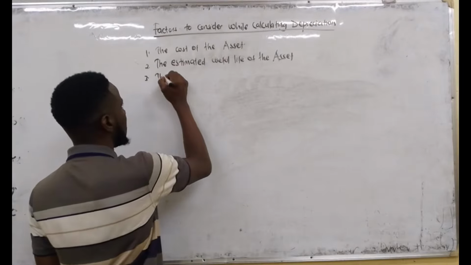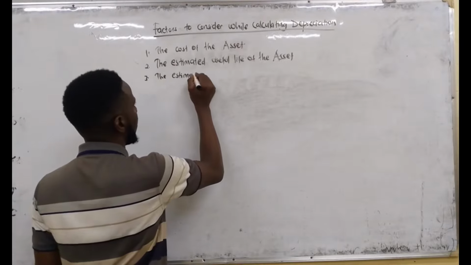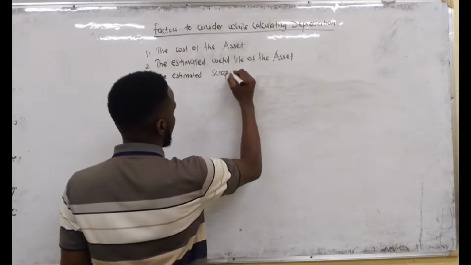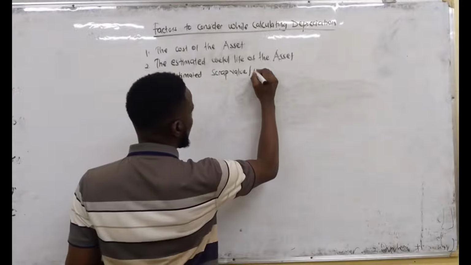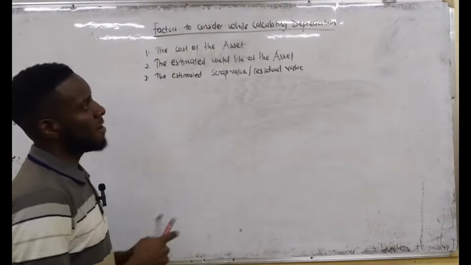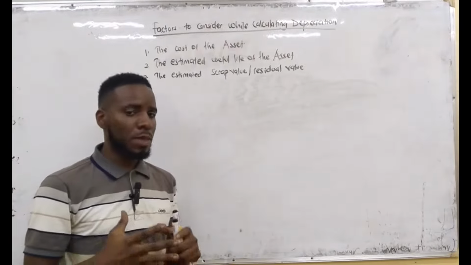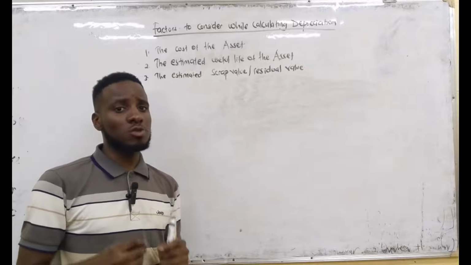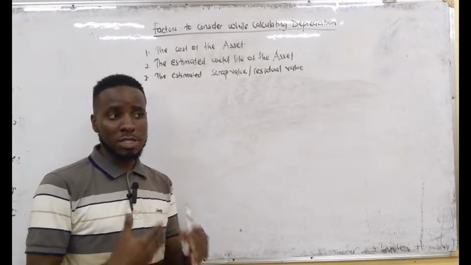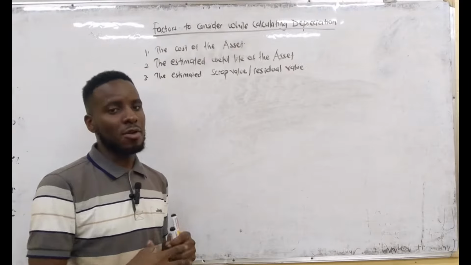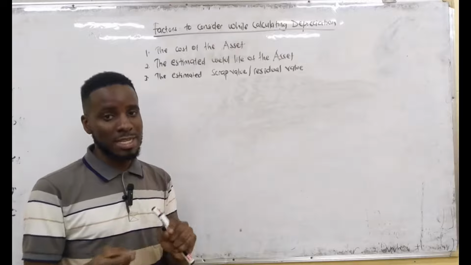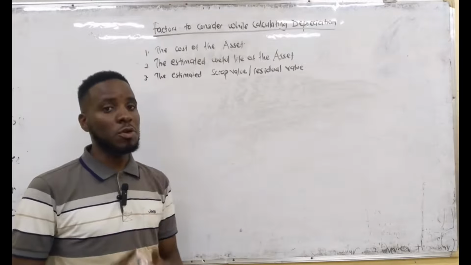So three, we also have the estimated scrap value, or what you call residual value. The scrap value is the amount at which you expect to sell the asset at the end of its useful life. After you have used this asset, you always have to dispose of it. When you decide to dispose of it by selling it, the value at which you are expected to sell it is what we call the scrap value or the residual value.